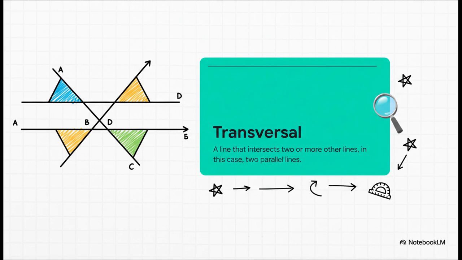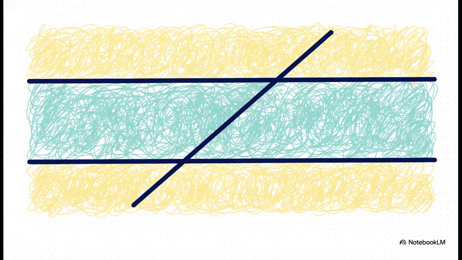And in our case, when it crosses two parallel lines, it creates 8 different angles. And the cool part is, these 8 angles are all related to each other in some really specific, really useful ways. You can see that the transversal basically slices our diagram into 2 regions. The interior is all the space sandwiched between the 2 parallel lines. The exterior is everything on the outside. Just keeping these 2 zones straight is going to make the next part a whole lot easier.